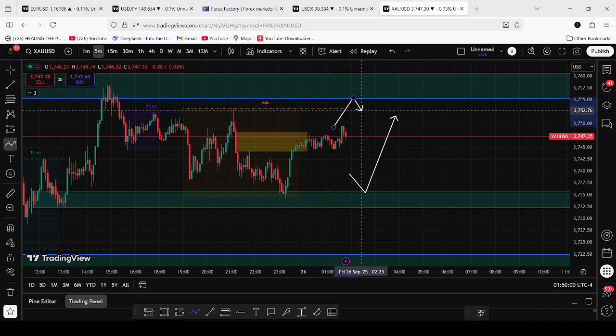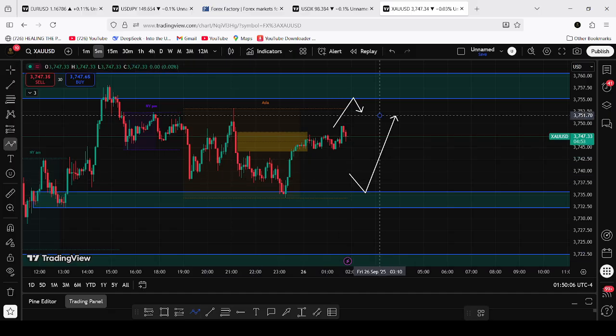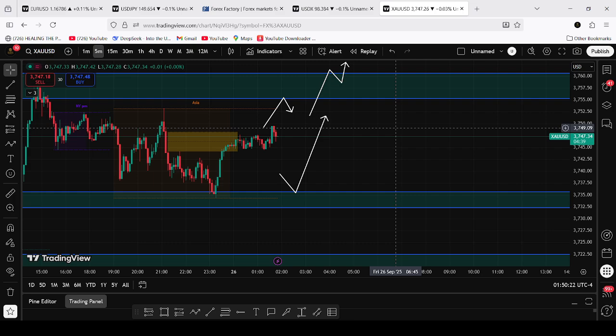Then we might see a move on the downside, but not in most cases. The high probability setup is that the market will come this way, break above, and is meant to then move on the upside. So that's what I'm looking at today. Remember, today is Friday. The market will try to balance the week at the level it could.